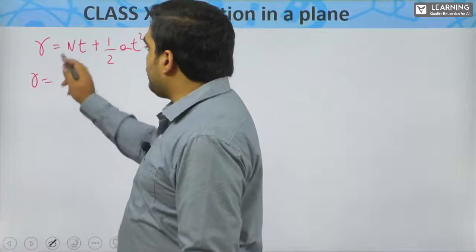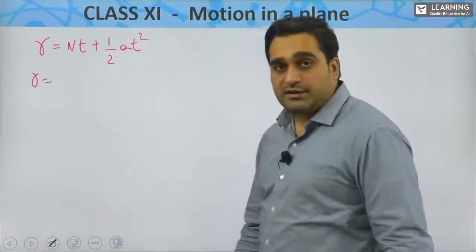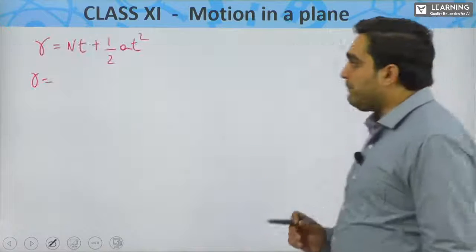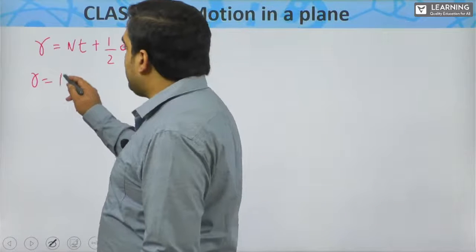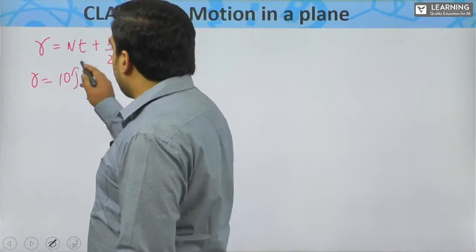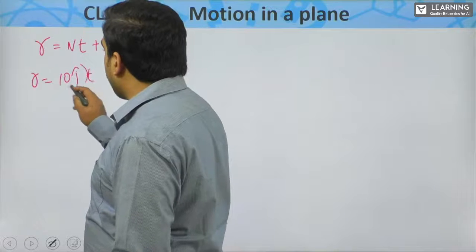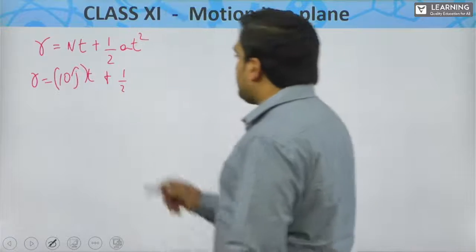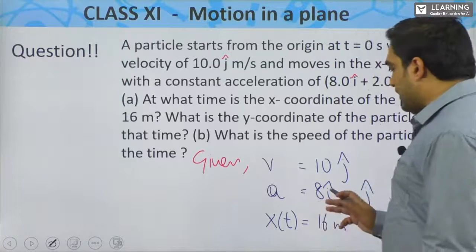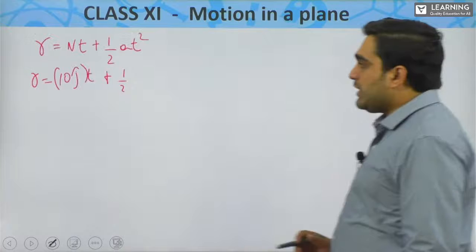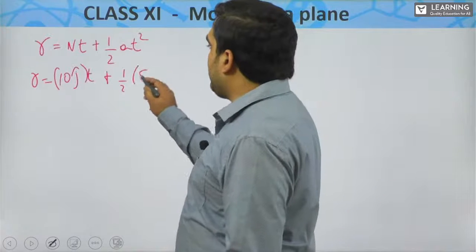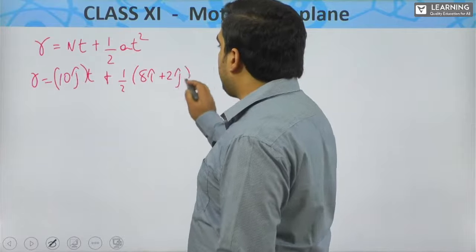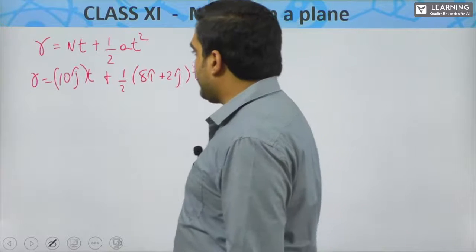R equals, the initial velocity of the particle is given. How much? 10 j cap, times t, plus half. Acceleration of the particle is given, 8 i cap plus 2 j cap, times t square.